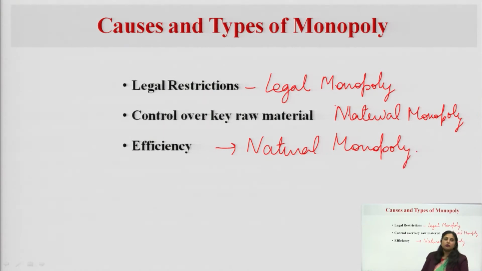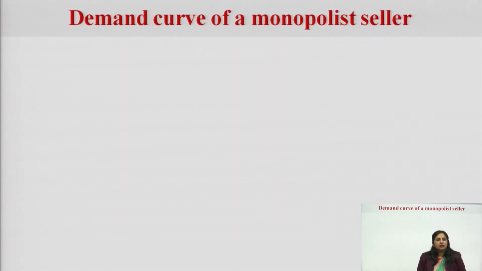So now we know that there are three kinds of monopoly: legal, material and natural monopoly. Now let us discuss the demand curve, because to understand price and output determination we should know the shape of the demand curve of a monopolist seller.